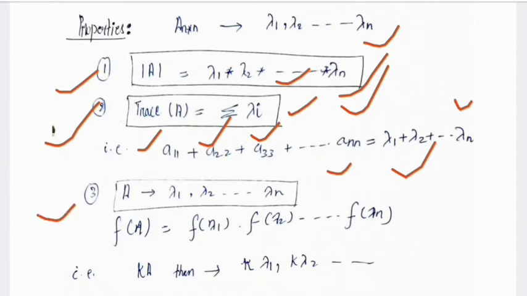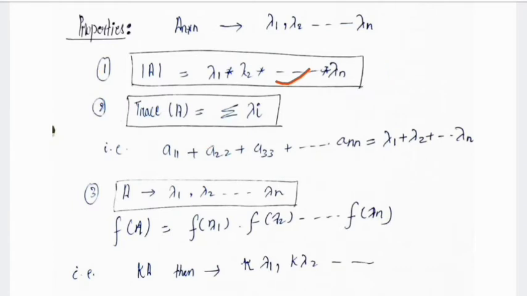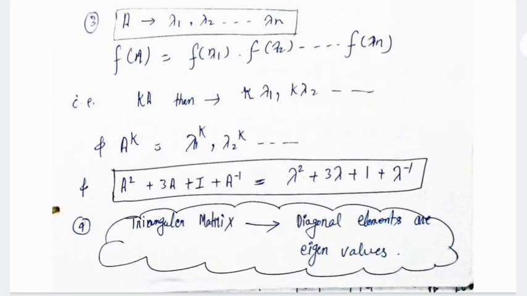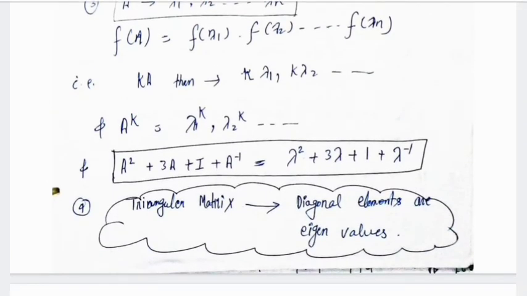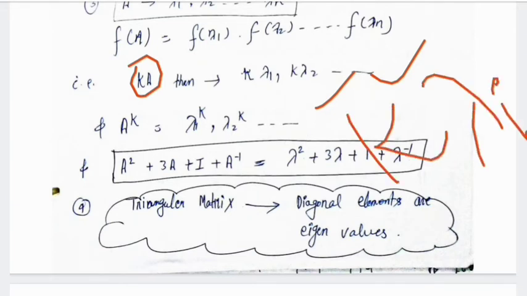Now the next property is, if a matrix has the eigenvalues lambda 1, lambda 2 till lambda n, then the eigenvalues of a function of A are the function of lambda 1, lambda 2, till lambda n. Now if a matrix is defined as K into A, then its eigenvalues are K lambda 1, K lambda 2, till K lambda n. Means KA is also replaced with K lambda. And also we say that the matrix power of K has eigenvalues equal to the eigenvalues power of K.